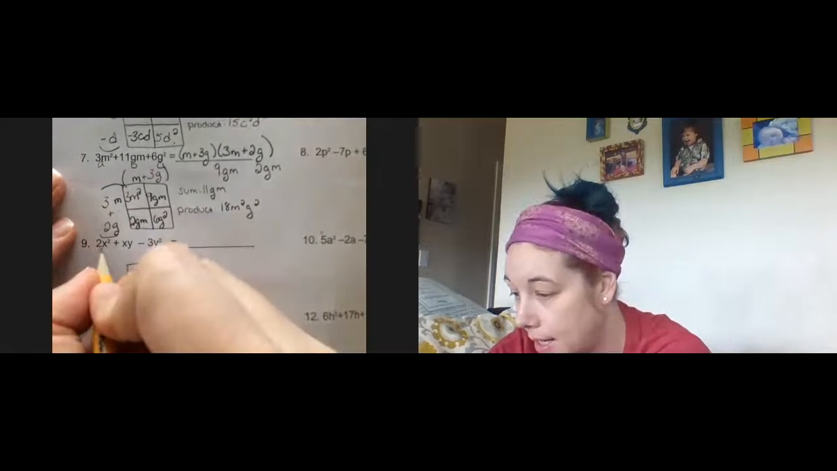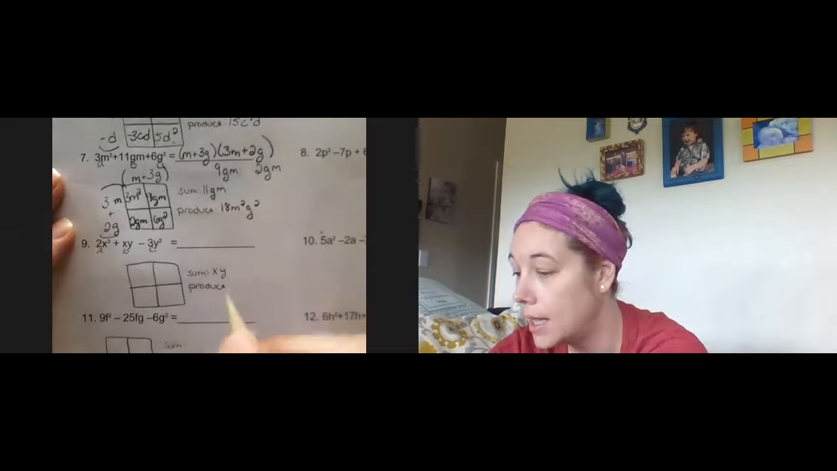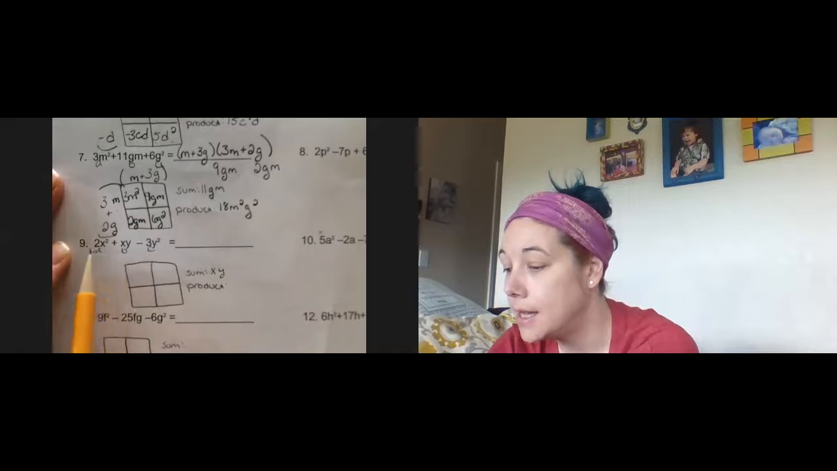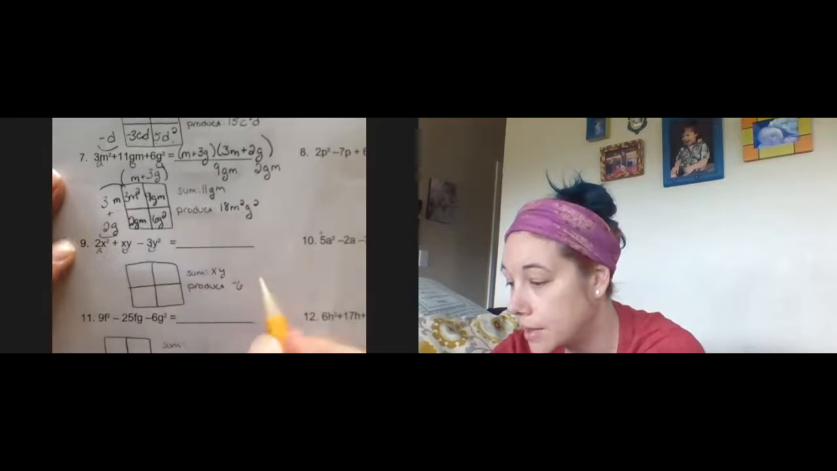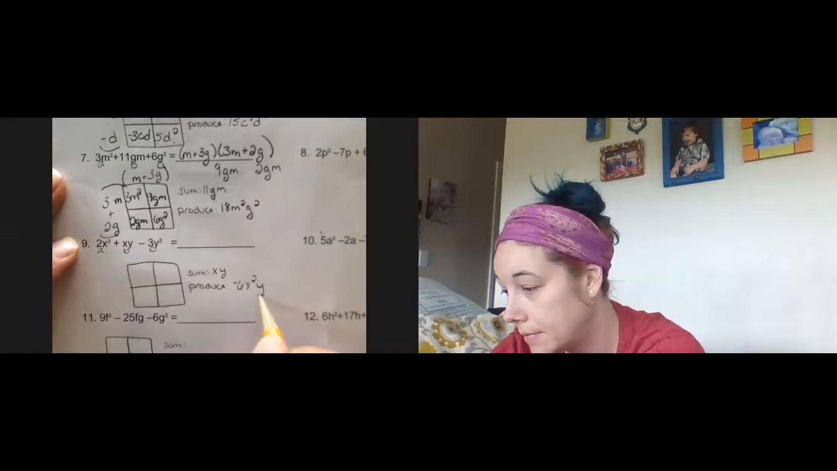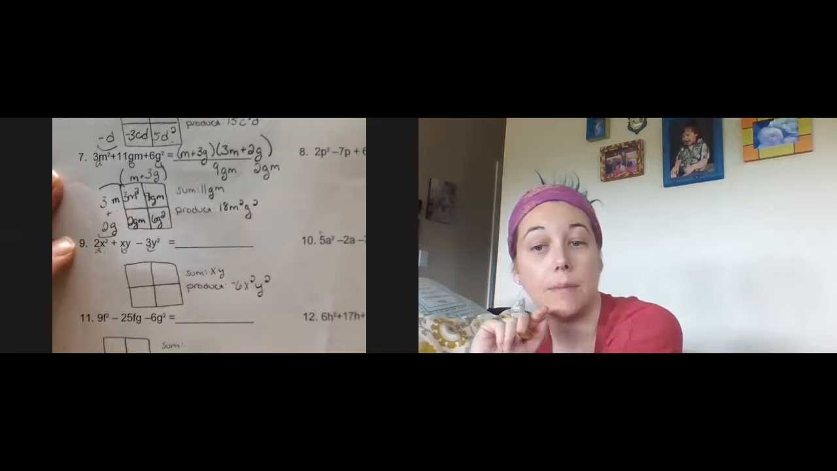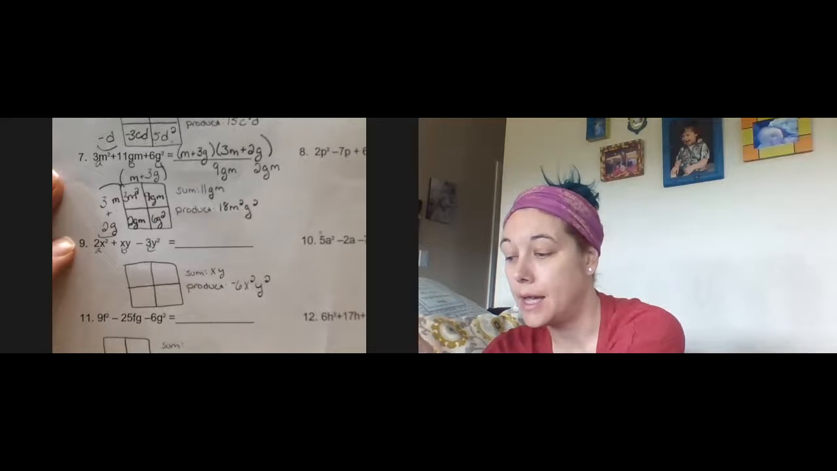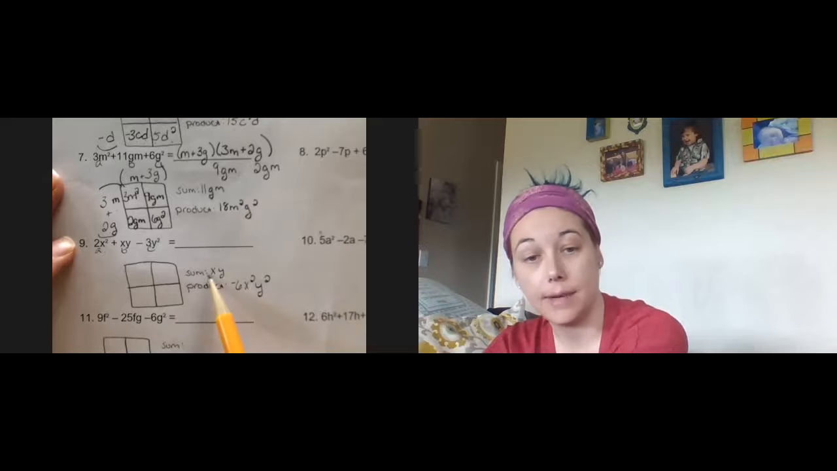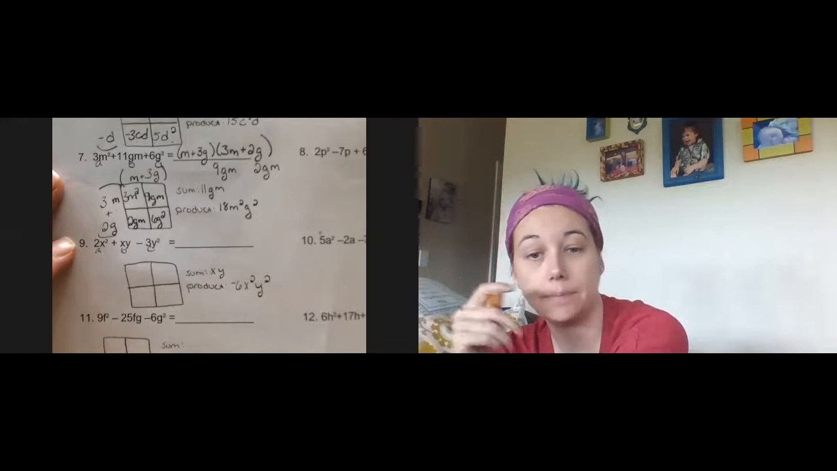Number 9. Here's my A, there's my B, there's my C. Sum to my B, which is xy. Product A times C, 2 times negative 3 is negative 6, x squared, y squared. Okay, now we have a negative product. So that means I'm going to need a negative times a positive. So what factors of negative 6 give me a 1, right? Because there's nothing there, that means our automatic coefficient is a 1. Well, 3 and 2.